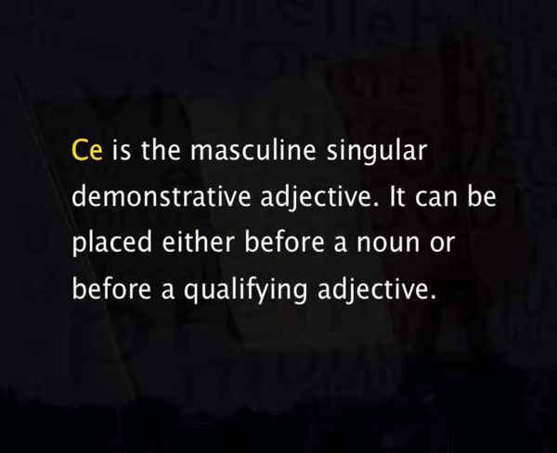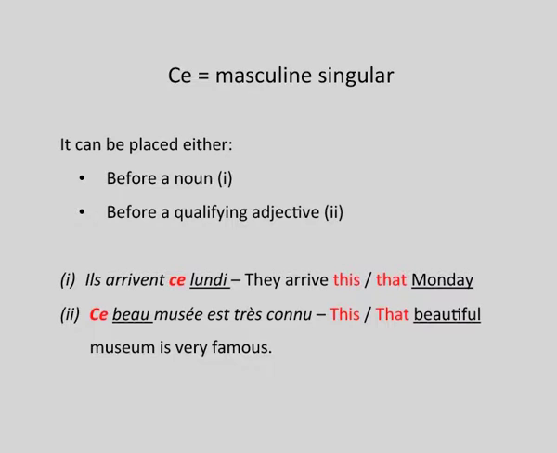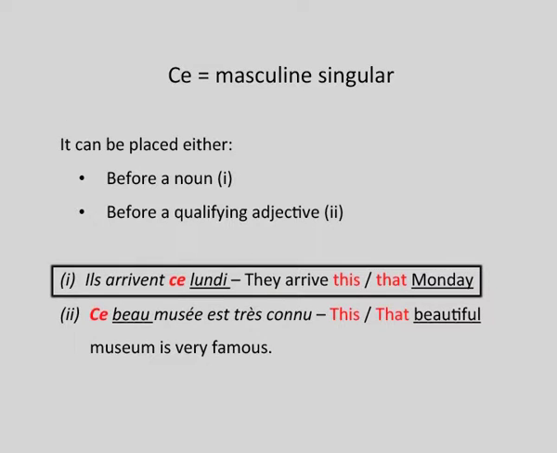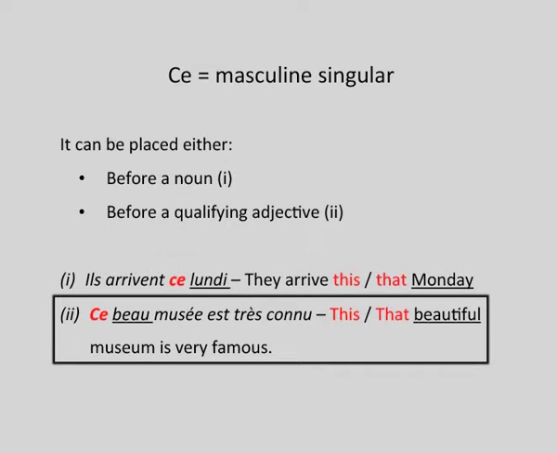Ce is the masculine singular demonstrative adjective. It can be placed either before a noun or before a qualifying adjective. What is important is that the word that follows ce must always begin with a consonant. Ils arrivent ce lundi. They arrive this or that Monday. Ce beau musée est très connu. This or that beautiful museum is very famous.